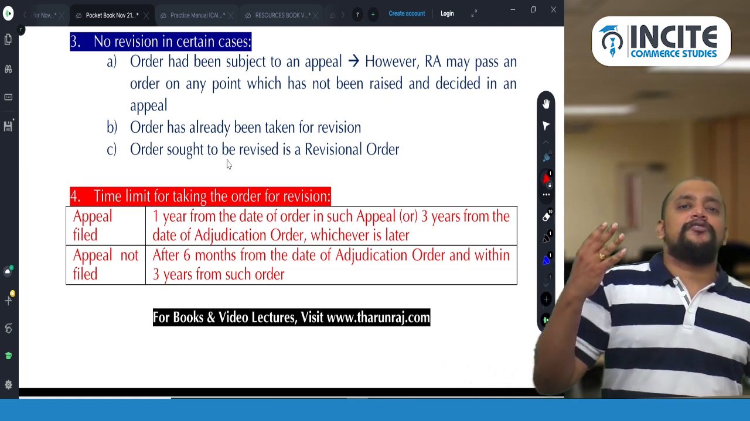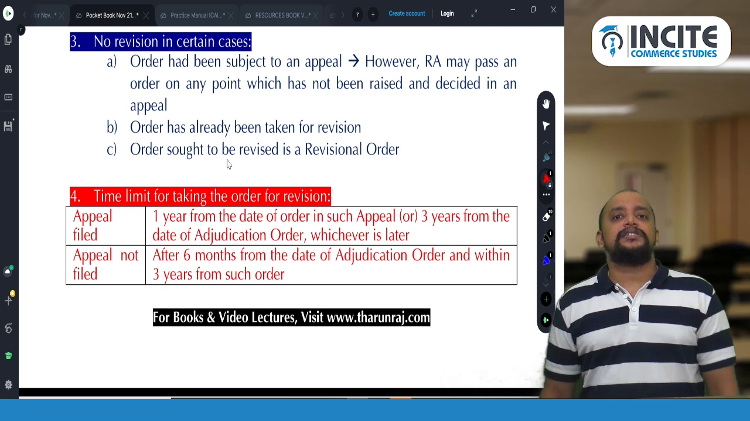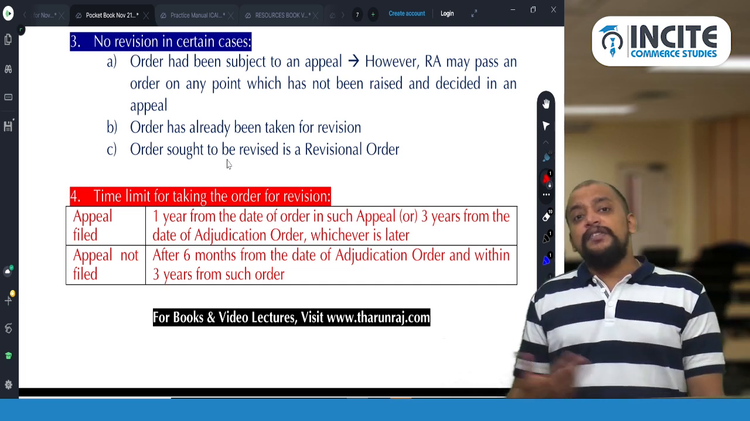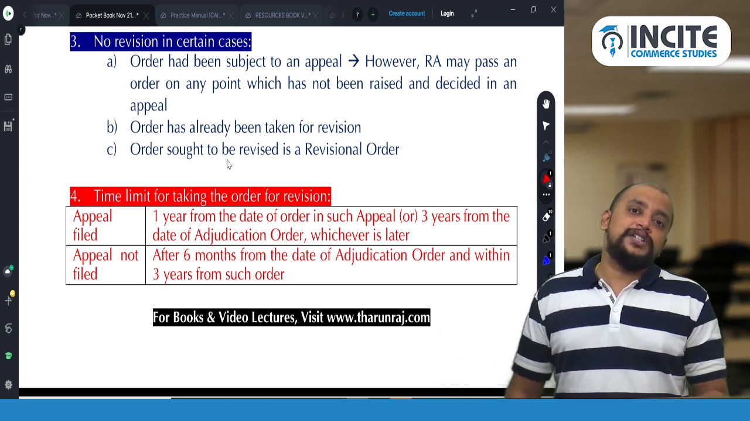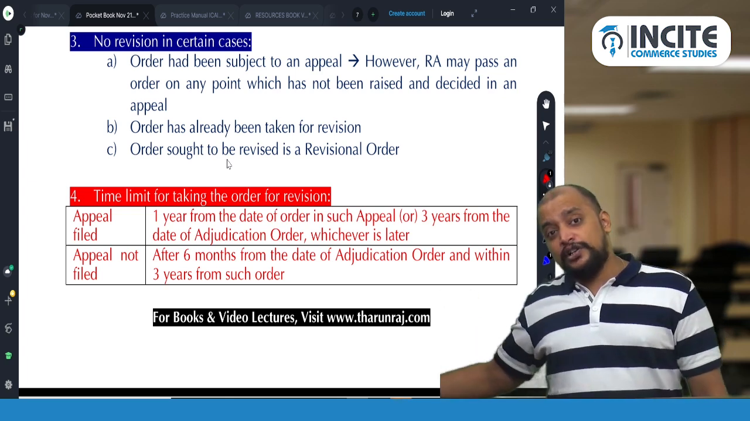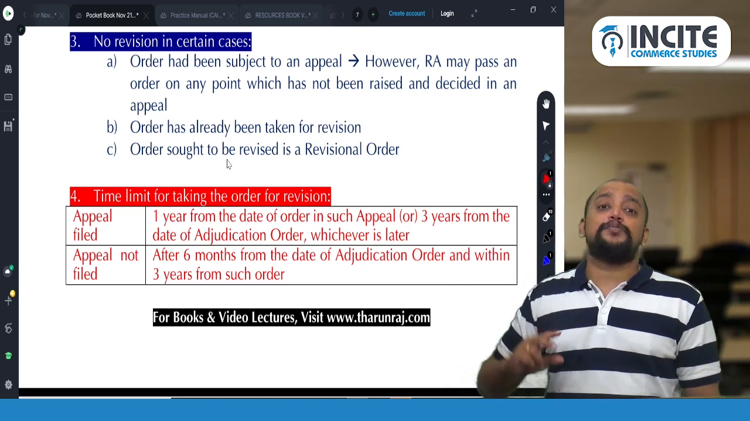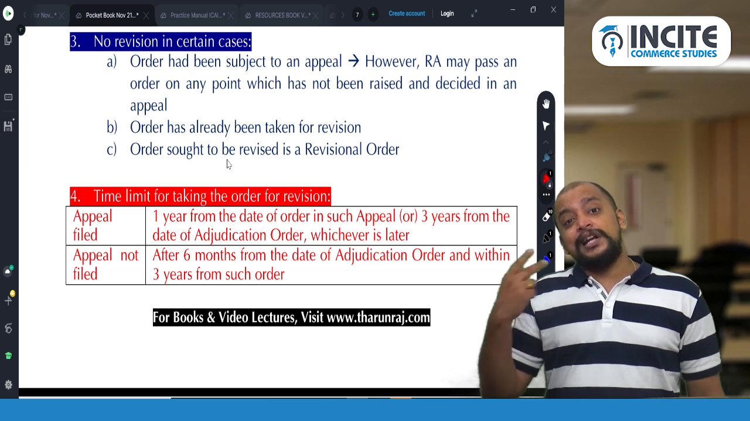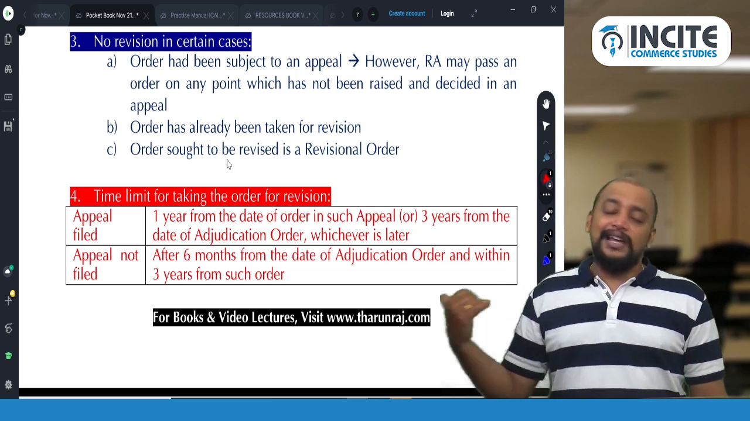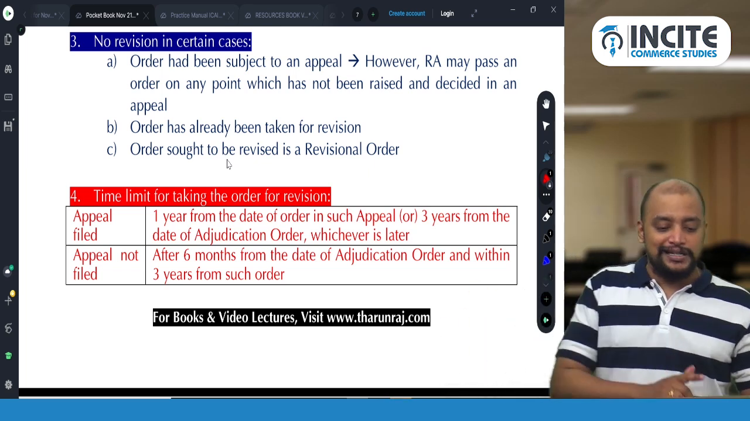For example, there are 4 cases, 4 transactions for which order is passed. We went on appeal with respect to 2 transactions. For remaining 2 transactions, we did not go for appeal. Now, revision authority can take up this order for revision with respect to the 2 transactions on which we did not go for appeal. But on the 2 transactions on which we went for appeal, they will not take up the order for revision. That is at A.